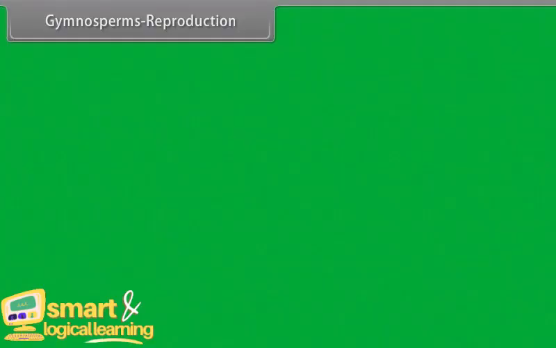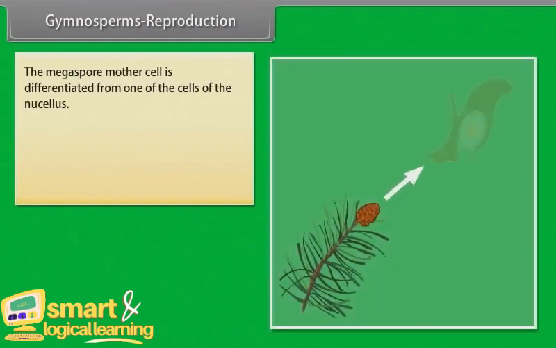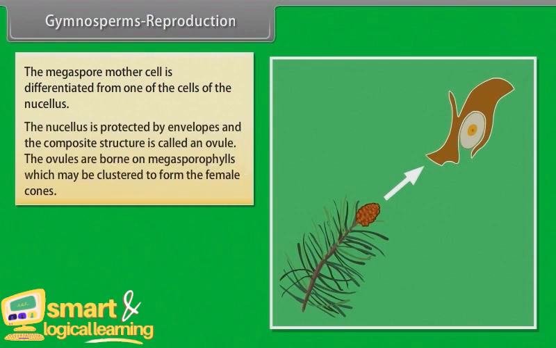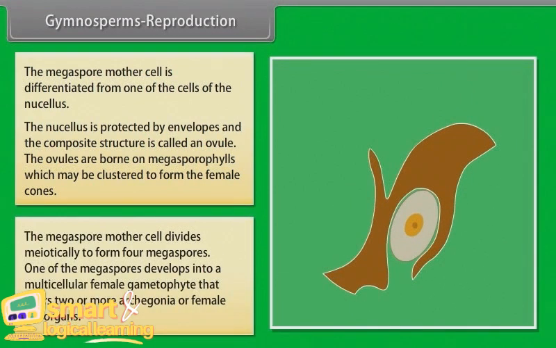Gymnosperms. Reproduction. The megaspore mother cell is differentiated from one of the cells of the nucellus. The nucellus is protected by envelopes, and the composite structure is called an ovule. The ovules are borne on megasporophylls, which may be clustered to form the female cones. The megaspore mother cell divides meiotically to form 4 megaspores. One of the megaspores develops into a multicellular female gametophyte that bears 2 or more archegonia or female sex organs.